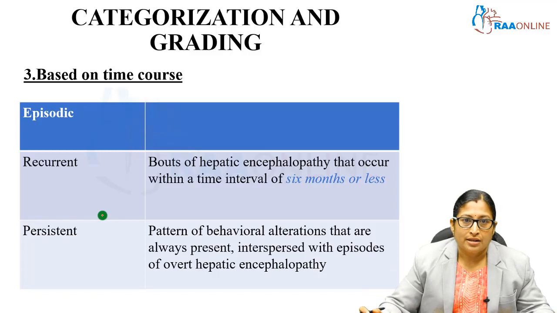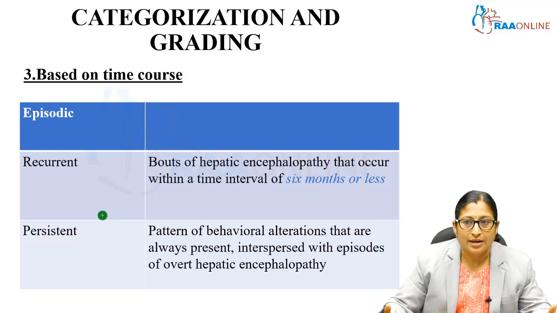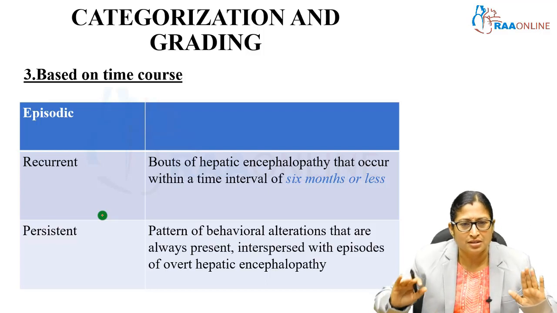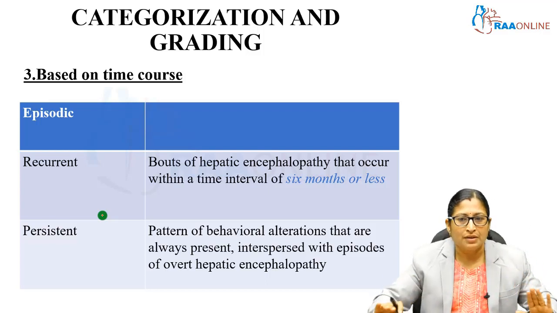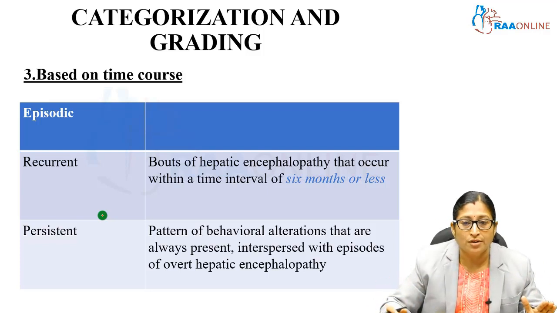Now we have the third categorization, based on the time course. Hepatic encephalopathy can be episodic, recurrent, or persistent. Recurrent means there are bouts of hepatic encephalopathy which occur within a time interval of 6 months or less. Persistent means the person has a persistent behavioral alteration that is always present. He is a little drowsy, a little apathetic, always has some behavioral alteration, and is not into normal mentation, with interspersed episodes of overt or acute hepatic encephalopathy. That is called persistent hepatic encephalopathy.